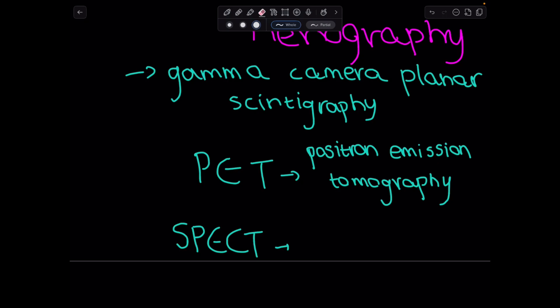Single photon emission computed tomography, SPECT. SPECT uses a gamma camera rotating around the patient to create 3D images of tracer distribution, e.g., Tc99m, providing detailed views of renal blood flow and function, improving on planar scintigraphy's resolution. It's useful for evaluating kidney transplants or localized dysfunction, but involves higher radiation than ultrasound.